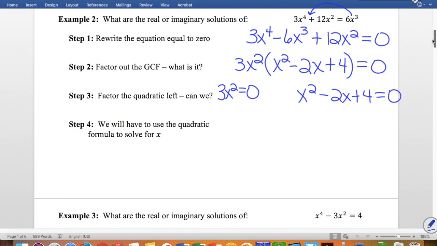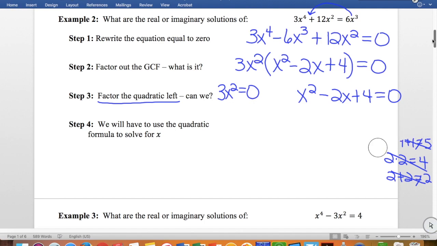So next step would be to factor the quadratic if possible. So I'm going to ask myself, factors of 4 that add to negative 2. Well, I know 4 times 1 equals 4, but 4 plus 1 is 5. So that won't work. I mean, it does equal 5, but it doesn't equal 2. And then 2 times 2 is 4, but 2 plus 2 does not equal 2. So I don't have any options to factor. So that will sometimes be the case.